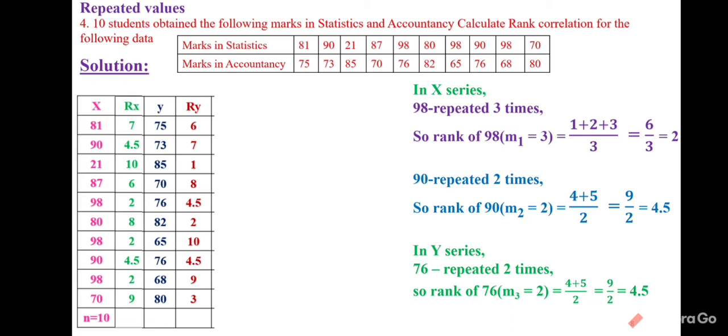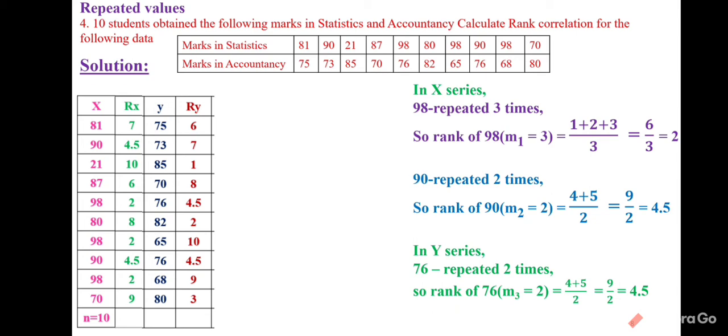So 76 is there 2 times. What are the two ranks that will be given next? 4 and 5. So 76 is repeated two times, so we add the ranks that will be assigned there: 4 and 5, 4 plus 5 divided by 2, so we get 4.5.